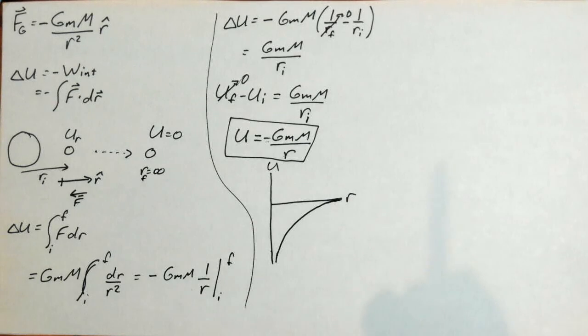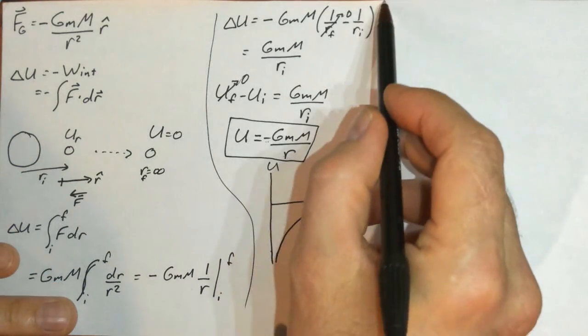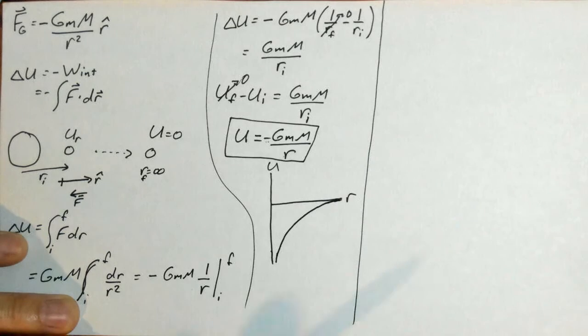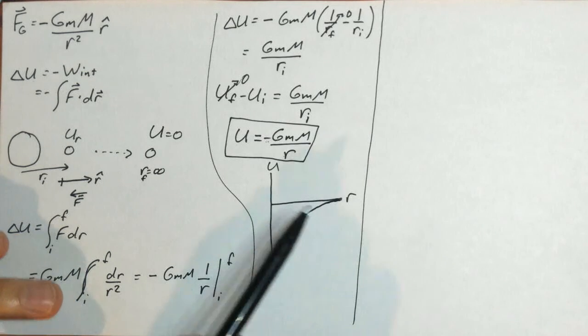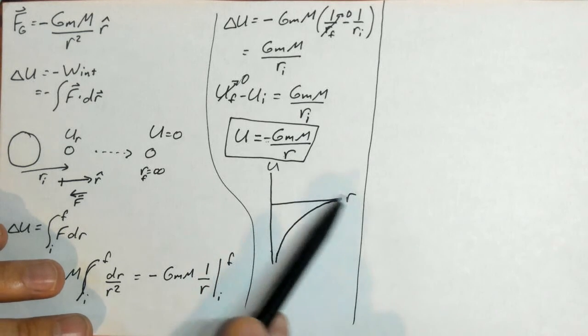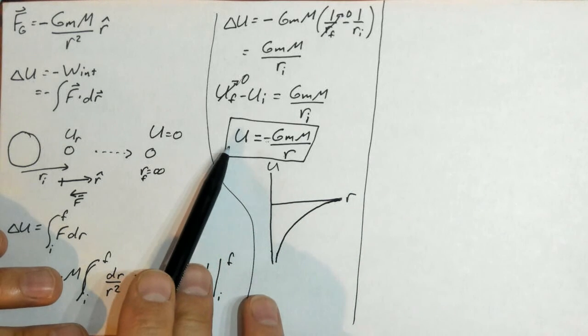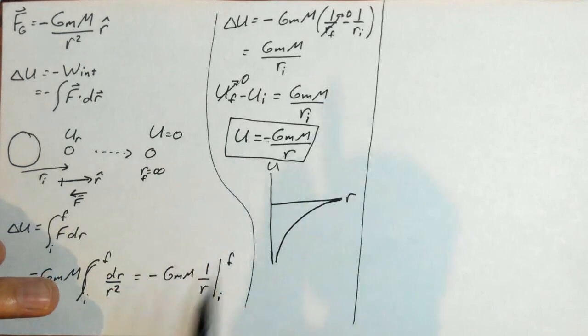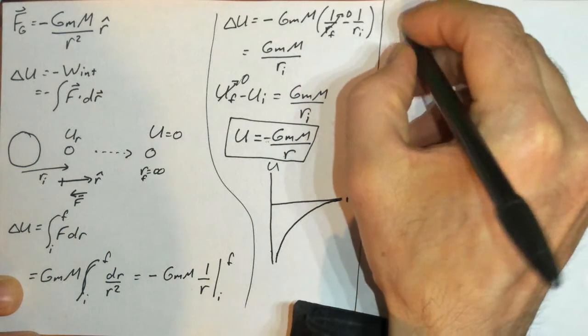Now, it's kind of hard to see that and say, well, that doesn't look anything like mgh. And even though I've shown that it does get bigger like mgh with increasing distance, let's go and see how that becomes mgh. Okay, so let's take a look at the change in potential energy.